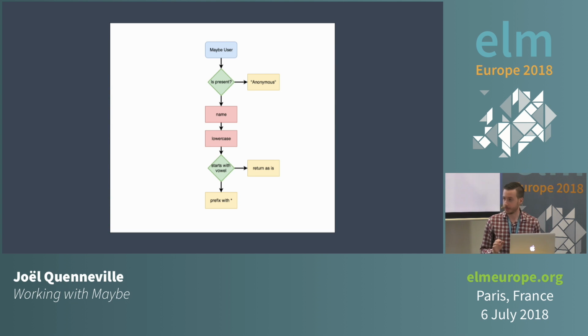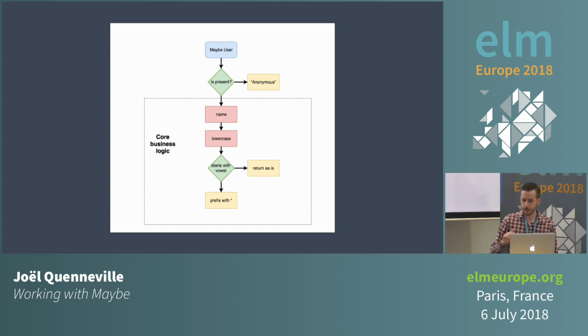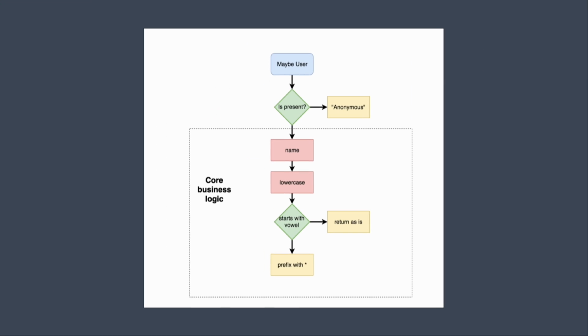So if we were to represent this as a diagram, we might show this flowchart like this. We have a user who may or may not have information, and if they're not present, we display anonymous. Otherwise, we get their name, we lowercase it, check if they start with a vowel, and optionally prefix it. And this is the interesting part down below, the core business logic.